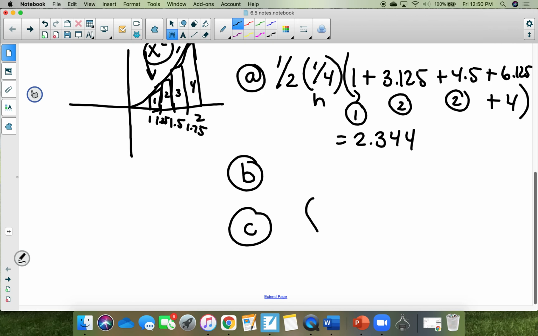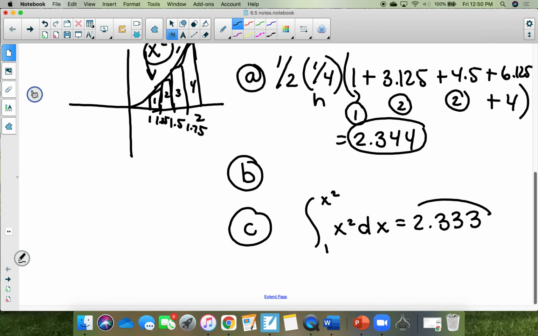C, they want you to go from 1 to 2 of x squared dx. They want you to use your calculator, and the calculator gets 2.333. So you look at this one, and you look at the real one using the calculator, and it's just slightly an overestimate. Just slightly, the trapezoidal method is an overestimate.